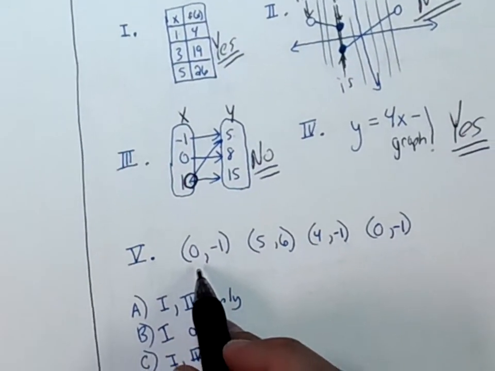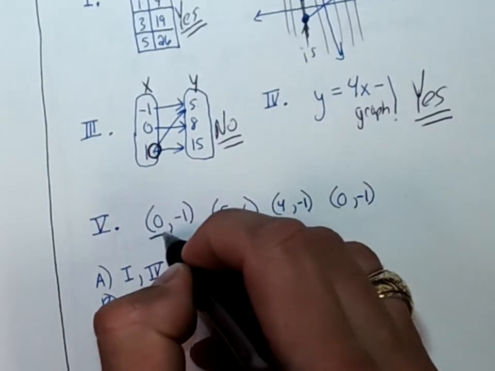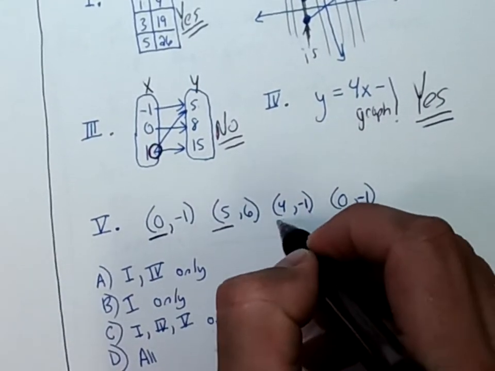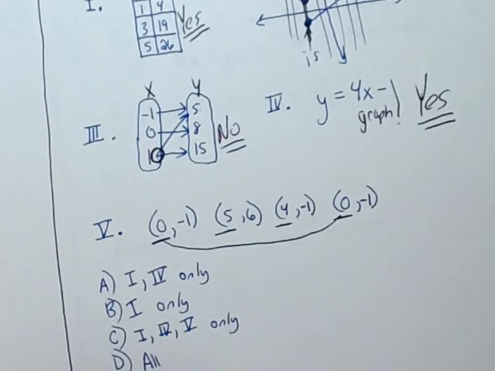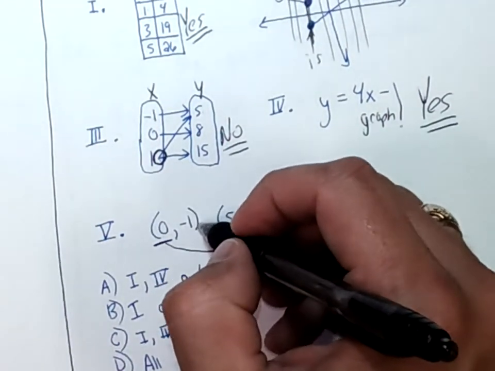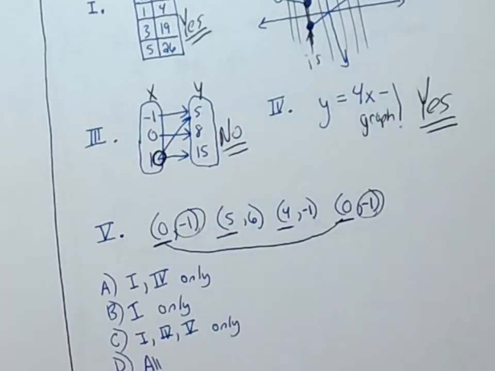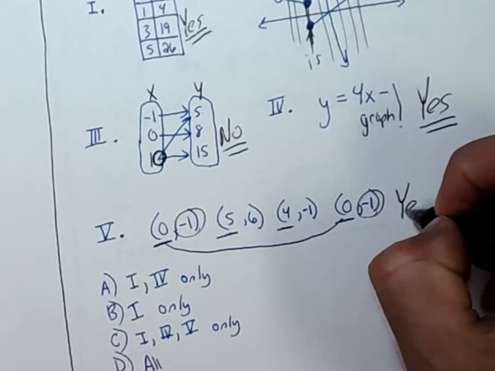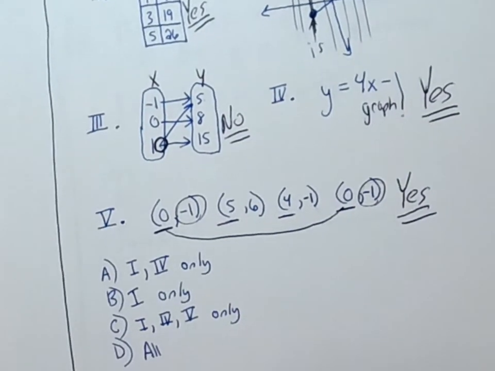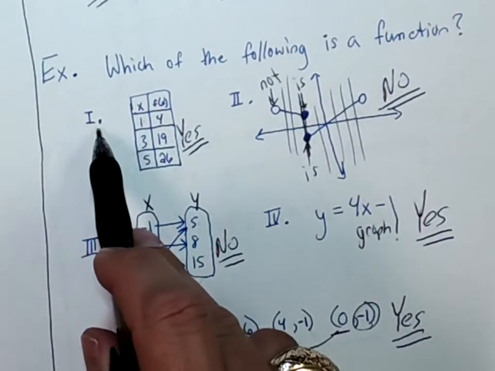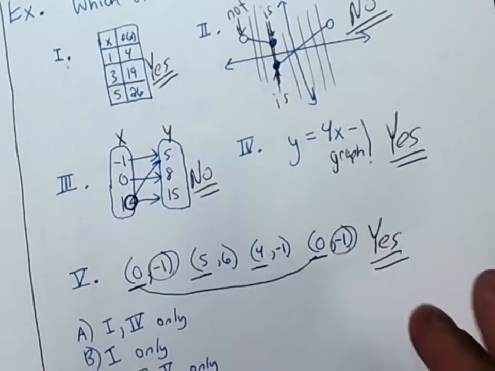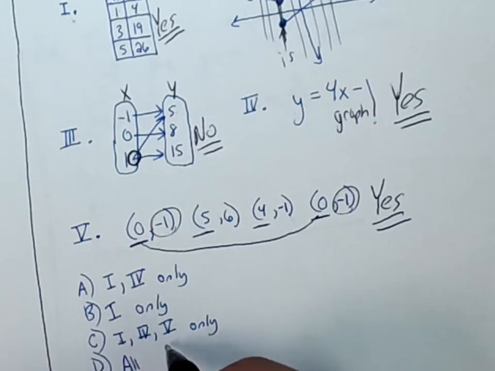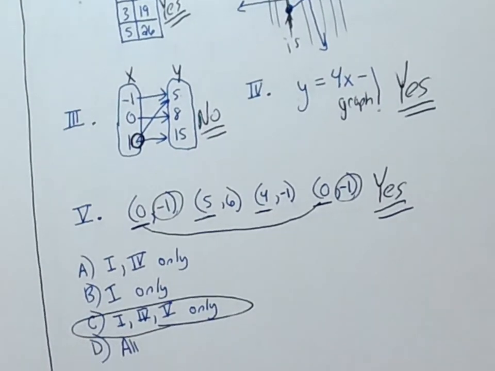Okay, and 5. I'm going to get my x as my domain: 0, 5, 4, and 0. Uh-oh. These two repeated themselves. Oh, but look. This is the exception to the rule. Those are the exact same points. So yes, that is okay also. So we have 1, 4, and 5 are functions. 1, 4, and 5. C would be my solution.